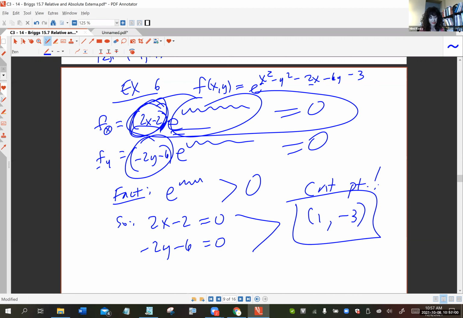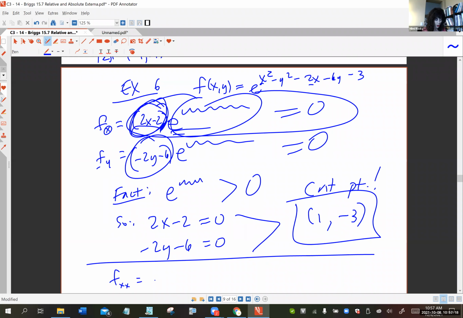Okay, fine. Now the hard part. How do you get D? Because, you know, you got to get the fxx and the fyy and the fxy. So I'm going to be a little cavalier here. So let's get these second partials and then we'll put it all together.